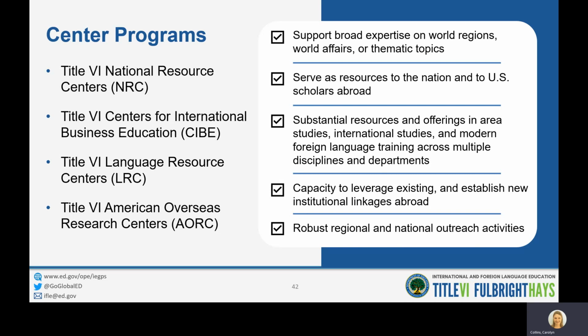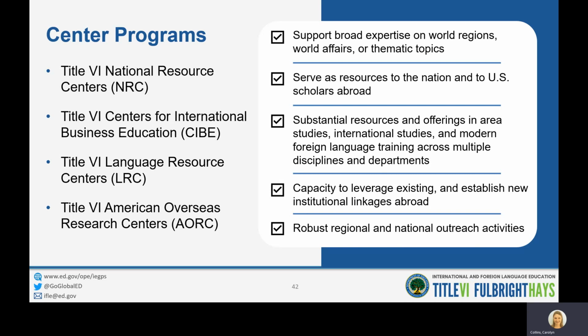also help U.S. scholars who are abroad. They provide substantial resources, and they have substantial offerings in area studies, international studies, and modern foreign language training across multiple disciplines and departments. Institutions who receive these grants usually already have a big capacity to leverage existing linkages abroad and also establish new ones. And finally, these types of institutions usually are already doing or want to have the capacity to do robust regional and national outreach on their various areas of expertise.